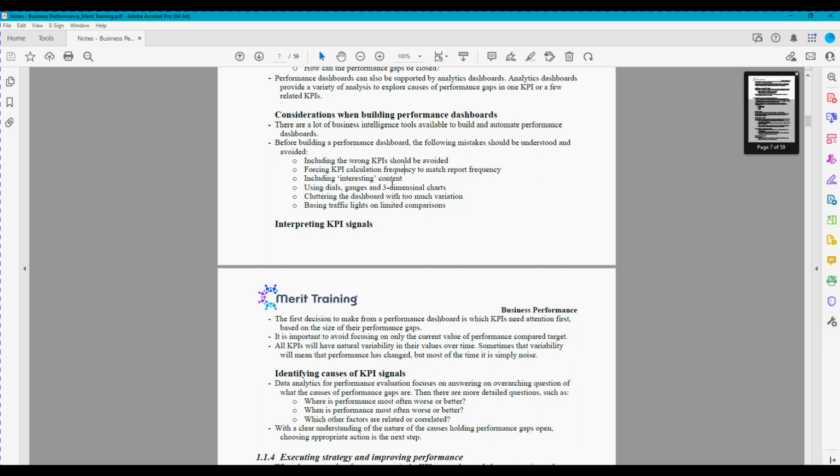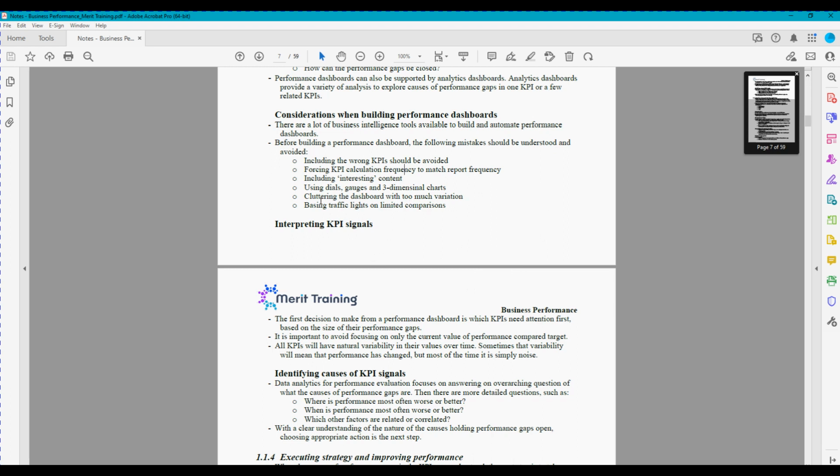Clustering the dashboard with too much variation. The more information you have, particularly for non-financial people, it can overload them. So sometimes you just need them to hone into a single number, the most important one, so that they can go and action it. Whereas if you just give them 100 different charts of different data, they won't know where to look, and the messaging will get lost.